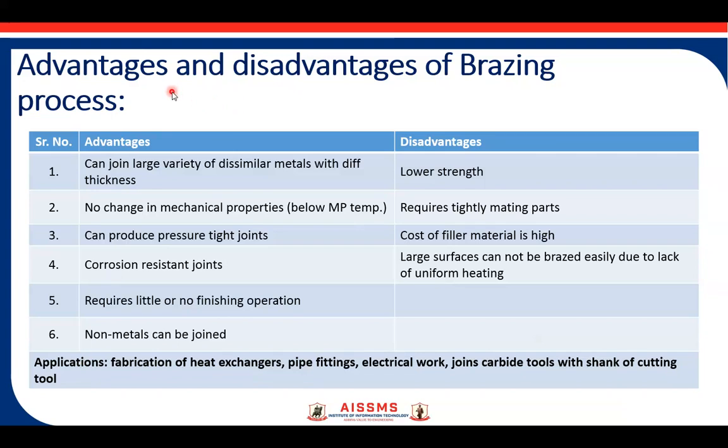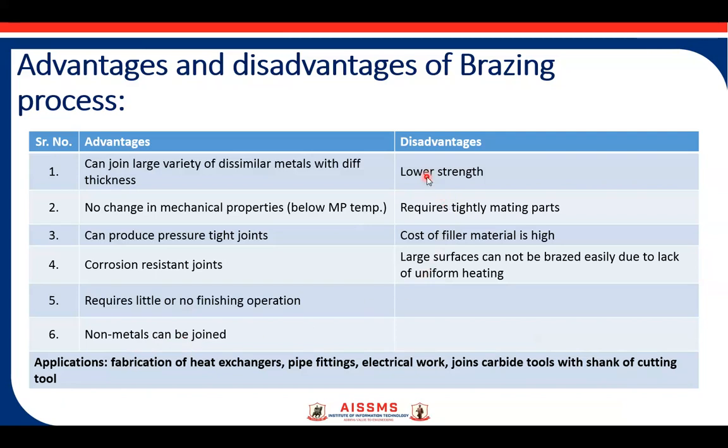Advantages and disadvantages of the brazing process. Advantages: it can join large variety of dissimilar materials with different thickness. No change in mechanical properties because the welding is carried out at the low melting point temperature. It can produce pressure tight joints. It is corrosion resistant. It requires little or no finishing operation. Non-metals can be joined with this process.